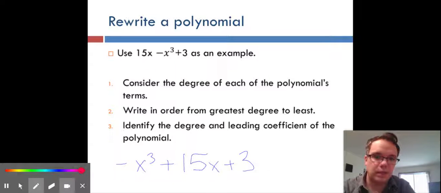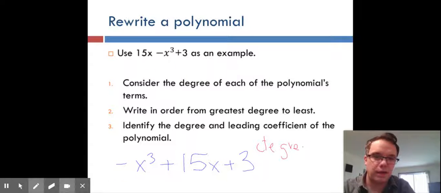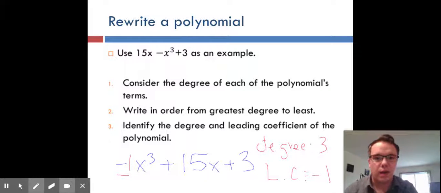So in this case, our degree is our biggest power, and our biggest power is 3. And our leading coefficient is kind of hidden. It's a negative 1 because there is always a hidden 1, remember, out front if it's not shown as a coefficient. So polynomials are always written biggest power to constant, and then remember our biggest power is our degree, and the number out front of that is our leading coefficient.